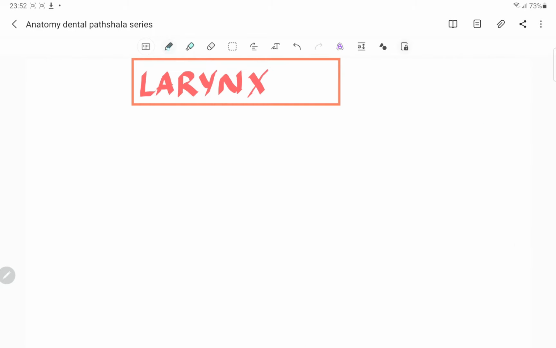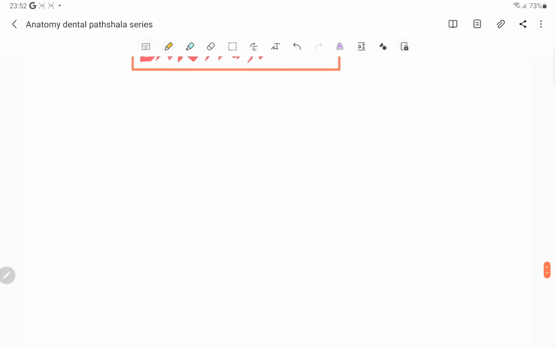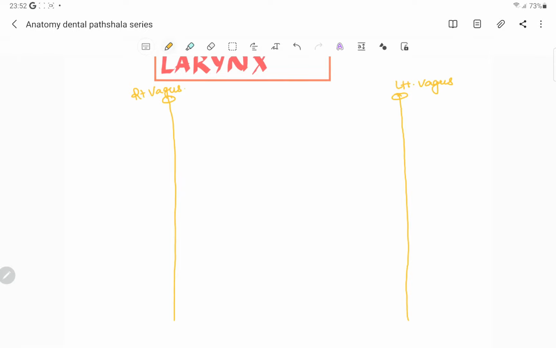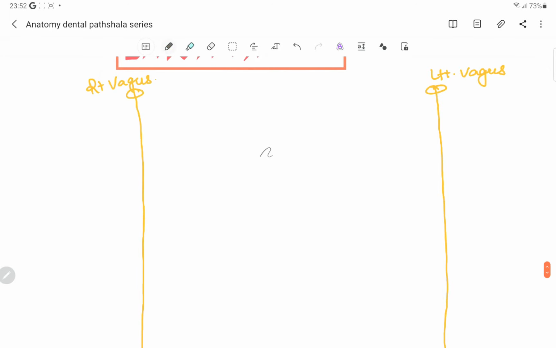So guys, if we hand draw this diagram, we have the right side vagus nerve. So this is the right vagus. And we have this left side vagus nerve, the left vagus. And let's draw the vocal cord as well. Say this is the vocal cord, the upper part as well as the lower part of the vocal cord.